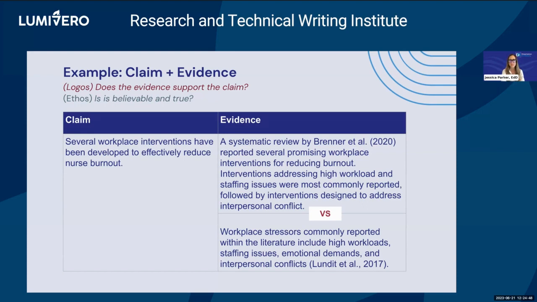Also notice that this tends to happen when you are including too much peripheral information about a specific study within the section where you're including the evidence. It can distract the reader from the claim. In this scenario, perhaps the citation by Lunda et al. was included in the study by Brenner, the systematic review, and maybe that's why it got mixed up within this section of writing.